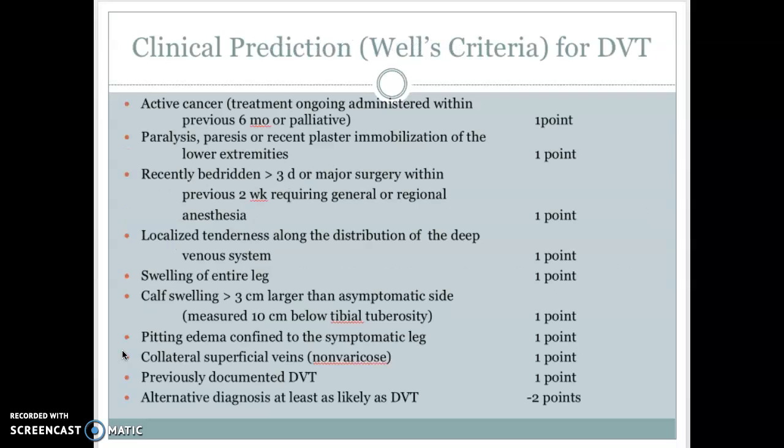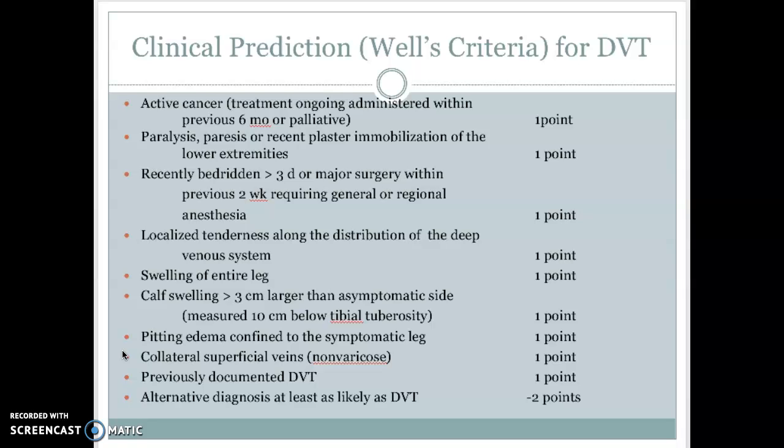So let's go back now to these different criteria. Active cancer gets a point. Paralysis or weakness or a body part being immobilized in a cast gets a point. If someone's been in bed for more than 3 days or had a major surgery in the last 2 weeks with general or regional anesthesia, that gets a point.